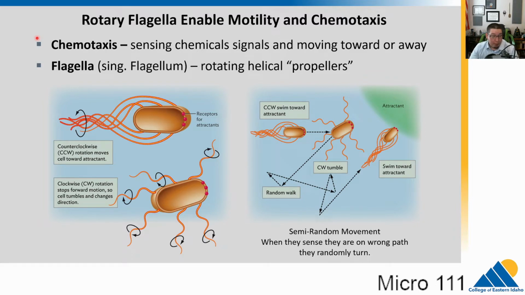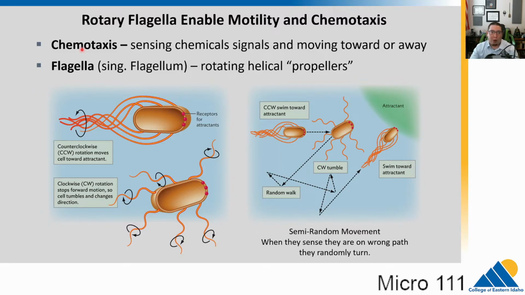So motility, it's not just random. You might not think of bacteria as being smart, and they're not really, right? They don't have a brain, they don't really have a nervous system, but they can sense their environment. And this is called chemotaxis. So chemo means chemical, and taxis means movement. This is sensing chemical signals to move towards or away from them.